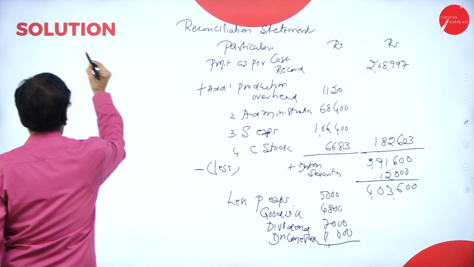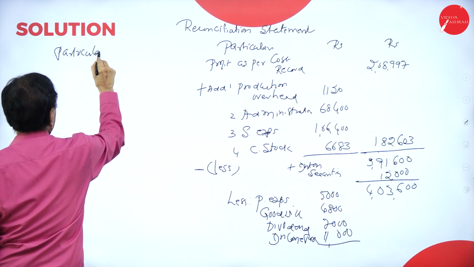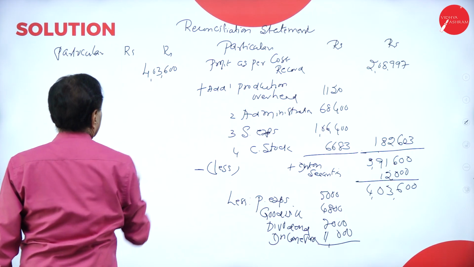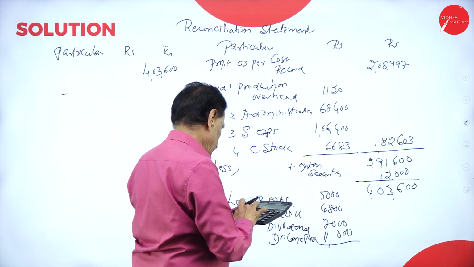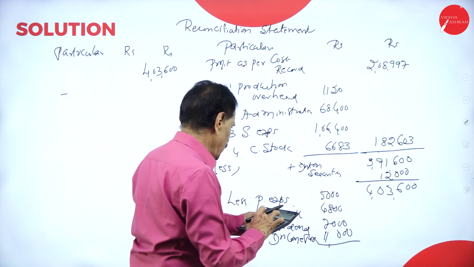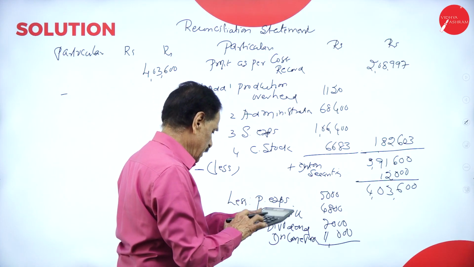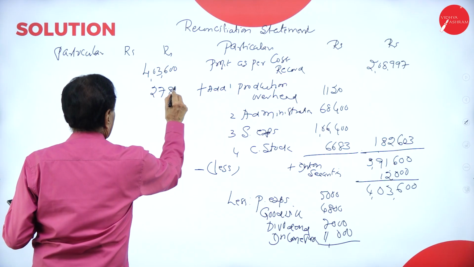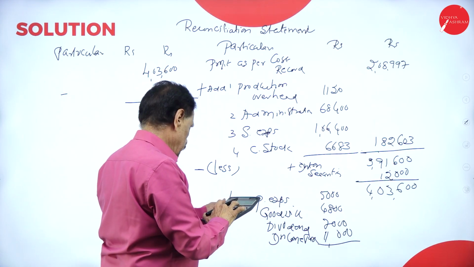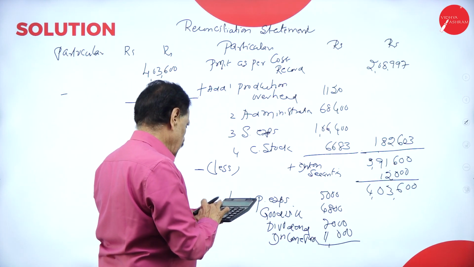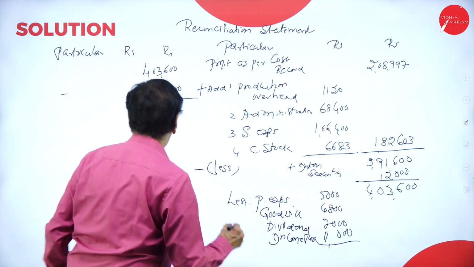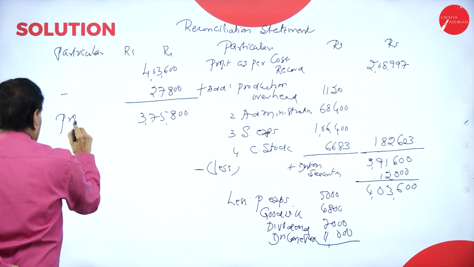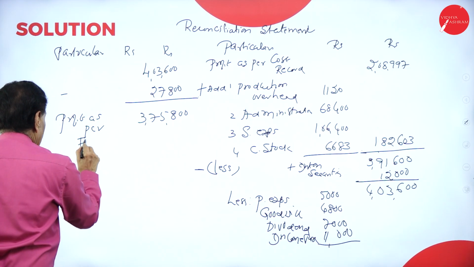So here, particulars, rupees. This is 4,03,600 minus the additions: 5,000 plus 4,800 plus 7,000 plus 11,000 is 27,800. 4,03,600 minus 27,800 is 3,75,800. Profit as per financial books.